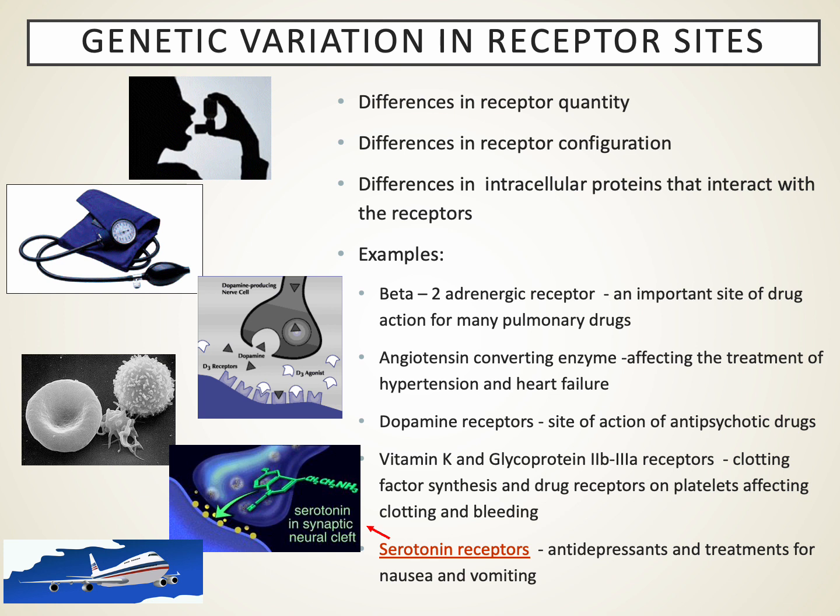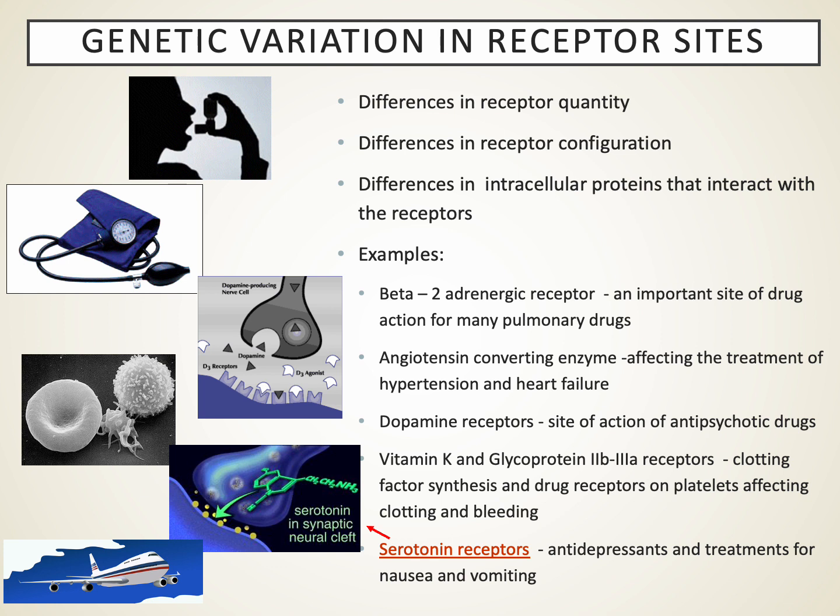And so many times we find that if a certain patient doesn't respond to an angiotensin-converting enzyme inhibitor for hypertension or heart failure, we consider an alternate agent and recognize that their response is probably pharmacogenetically determined. Dopamine receptors and their site of action for antipsychotic drugs, which we'll talk about later in the year, are genetically influenced.